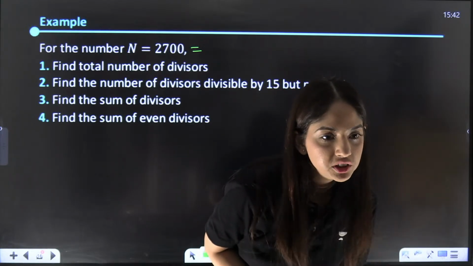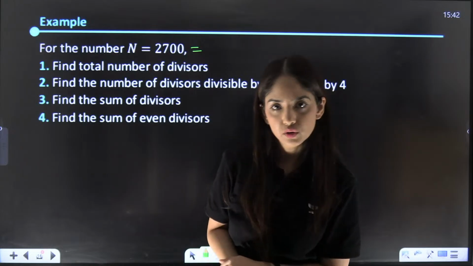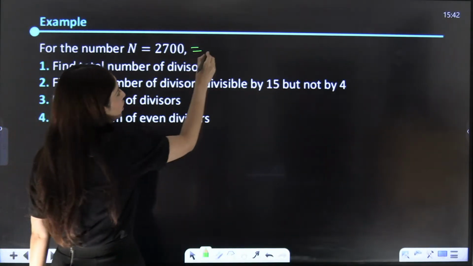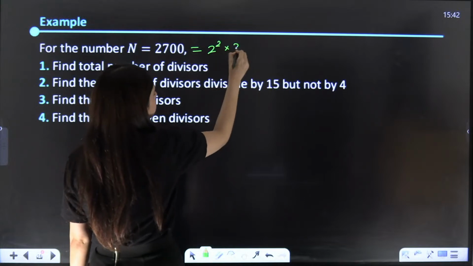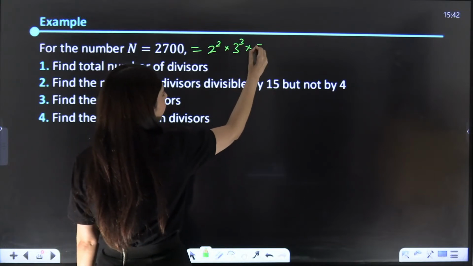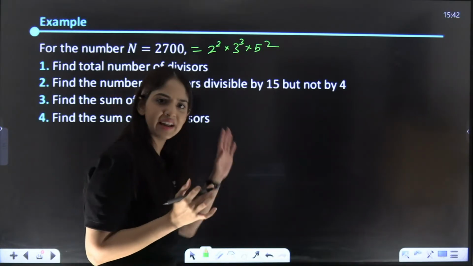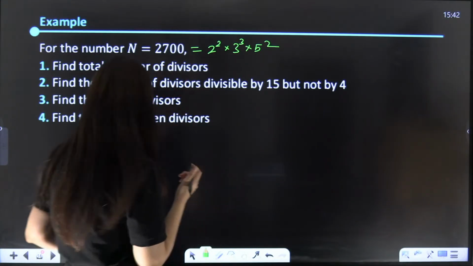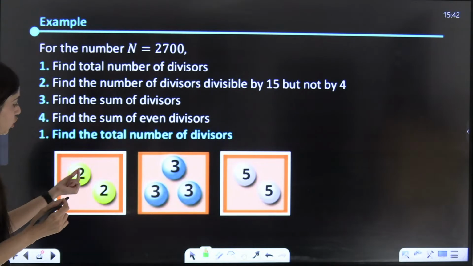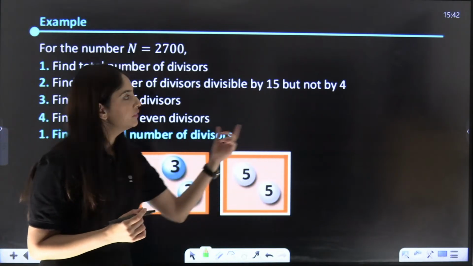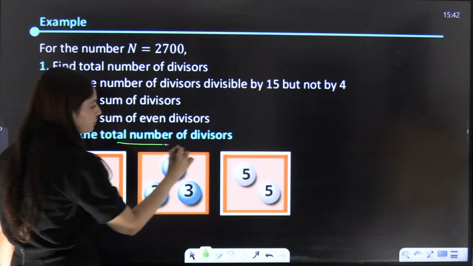Thank you so much. 3 raised to power 3, 2 raised to power 2, 5 raised to power 2. That is correct because this is 27 into 100. So 2 raised to power 2, 3 raised to power 3 and 5 raised to power 2. 27 into 100. We now have the prime factorization, right? So we have 2 2's, 3 3's and 2 5's. We have to count the total number of divisors.